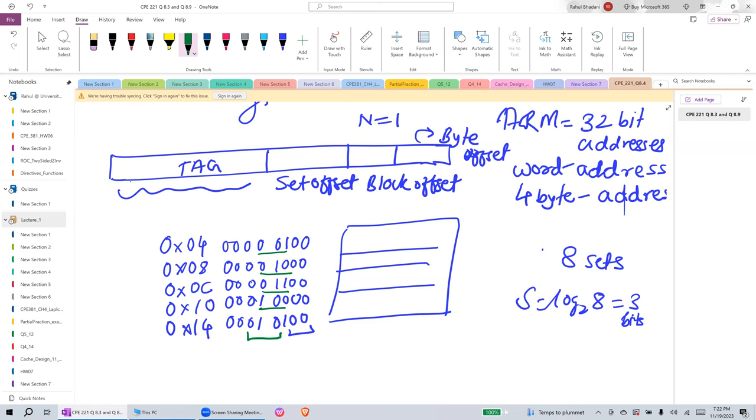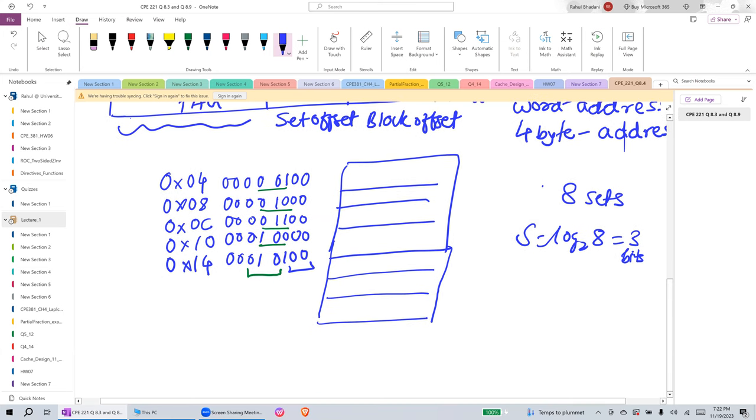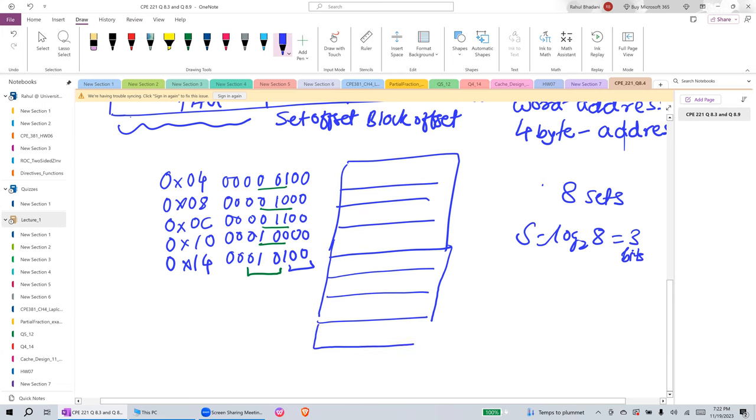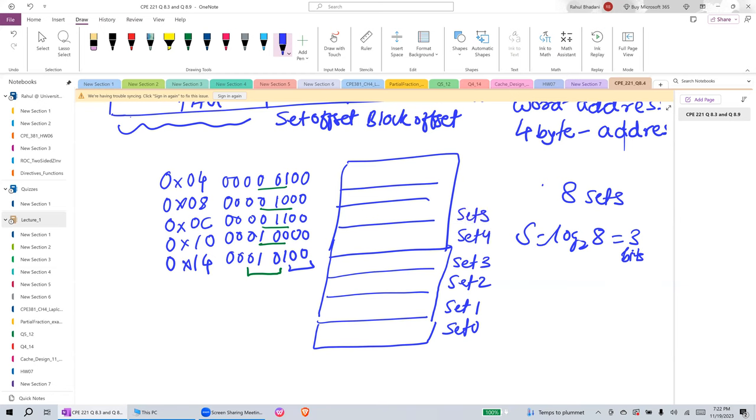And use these 3 bits and then convert them to decimal. So for example, let's say in this case we have set 1, set 2, set 3, set 4, set 5, set 6, set 7. Okay. So this one is 001, which means in decimal it is 1.